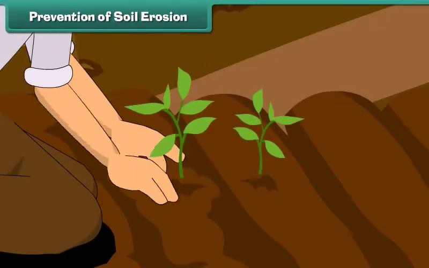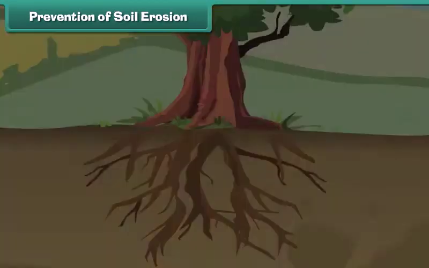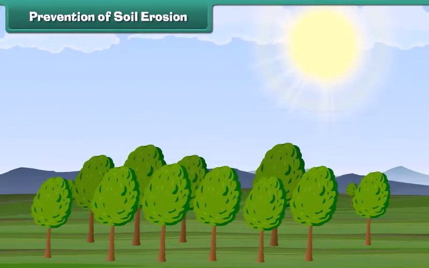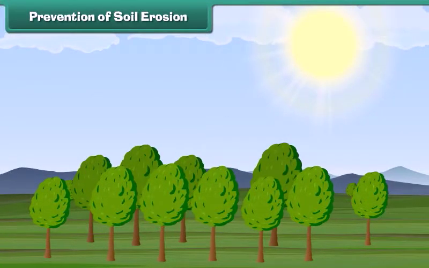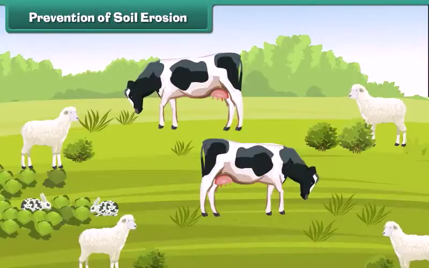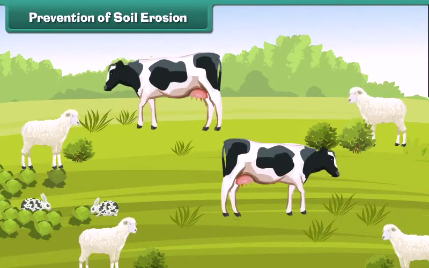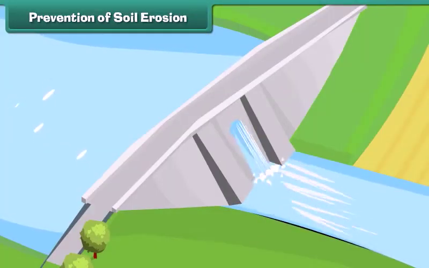One of the most common ways is to grow more and more trees. The roots of trees hold the soil firmly and do not allow it to wash away easily. Trees planted across the wind direction protect soil against the high-velocity winds. Controlling overgrazing of the land by animals also controls soil erosion. Building dams controls soil loss.